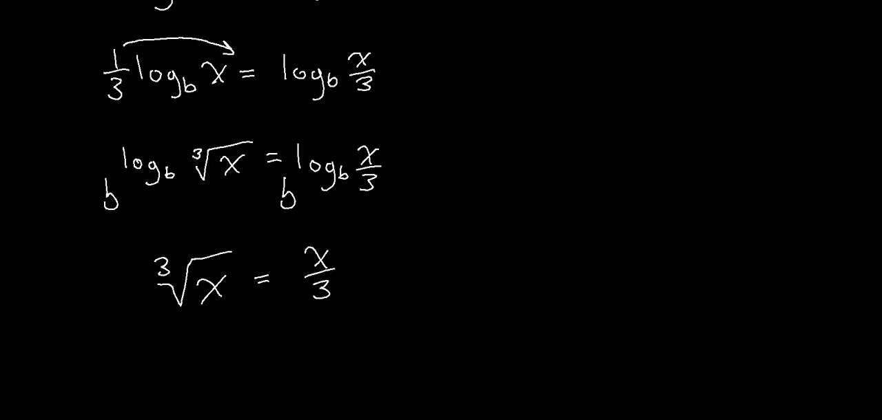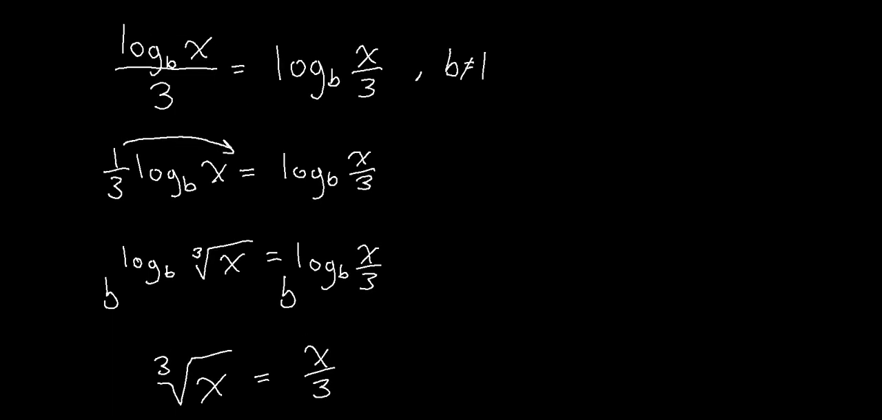Oh, actually, I forgot to state my non-permissible values up here. So what values don't allow this function to work? Remember, when you take a log of a number, that number inside the log must be positive. So for this we get x must be greater than 0, and also for this we get x must be greater than 0. So that's our restrictions. Okay, let's continue.